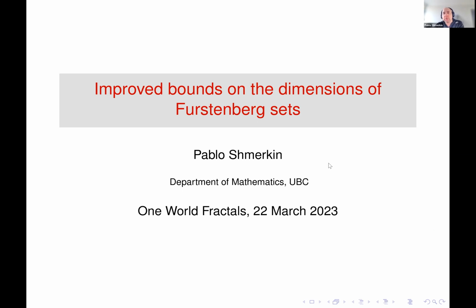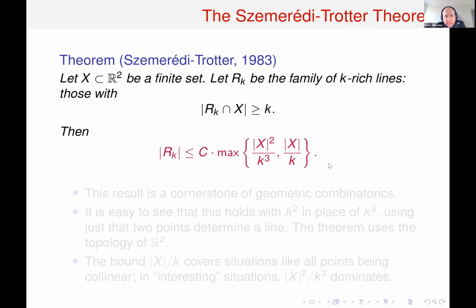Today I'm going to talk about joint work with Thomas Orponen and with Hong Wang. Separately, and in some sense also together, but mostly separately. But then let me start with some motivation for where this comes from, which is a problem in geometric combinatorics, so in a discrete setting.